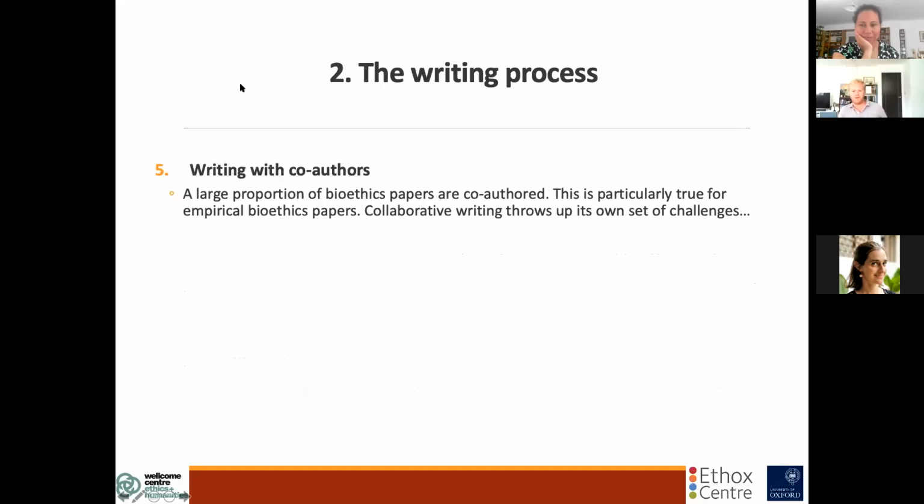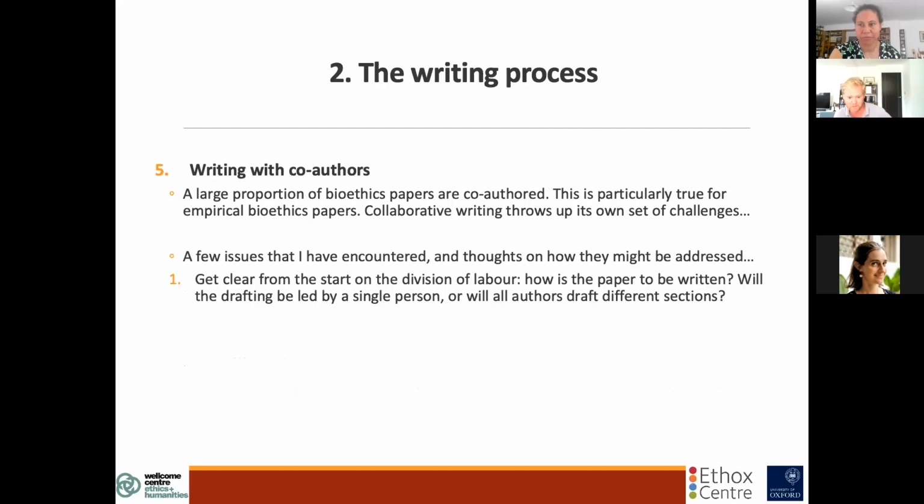Writing with co-authors. A large proportion of bioethics papers are co-authored. It's particularly true for empirical bioethics papers, and this can be particularly challenging in its own right. Here are some issues that I've encountered. It's really important when you're co-authoring to get clear from the start on the division of labour. Who's going to write it and how? Is it going to be one person who leads, or will different people write different sections?